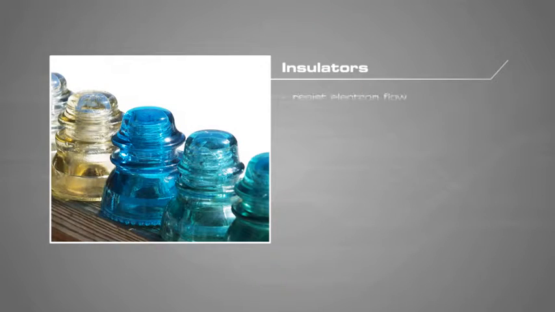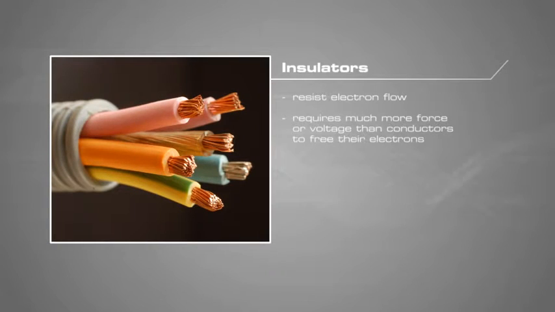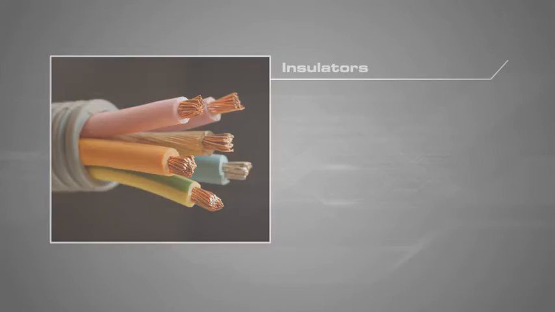Non-conductive materials, called insulators, resist electron flow. The important thing to remember about insulators is it takes much more force or voltage to get an electron to leave an insulator's atom than a conductor's atom. Even when enough force is applied to an insulator, only a very few electrons can be released at any one time. Insulators protect conductors from touching each other and protect us from touching conductors. Most materials other than metals are insulators.